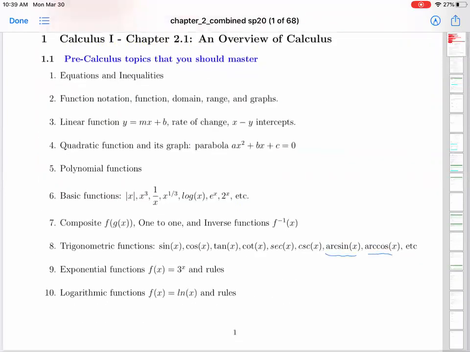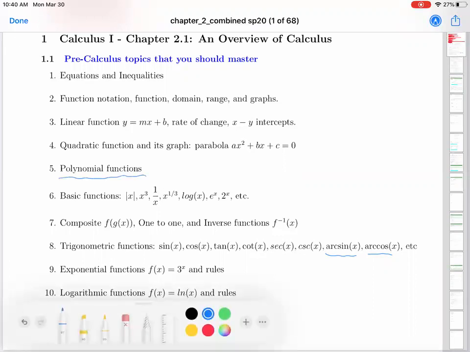So here are the 10 pre-calculus topics that we should have mastered before coming to this class. You want to glance at these topics and make sure that you know how to do problems related to them. For example, you should know how to find a linear function given a slope and a point. You should know how to define polynomial functions, and how to work with quadratic functions.